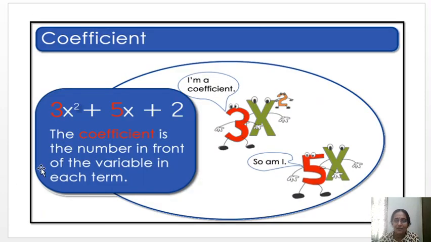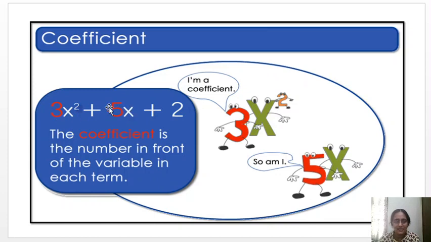Now you should be a little more careful to identify the coefficient. How many terms are there in the expression 3x square plus 5x plus 2? 3 terms are there. What do you mean by coefficient? The coefficient is the number in front of the variable in each term. Here, which is the variable? X is the variable, right? X square is the first term. What is the number in front of the x square variable here? It is 3. 3 is the coefficient of the term.